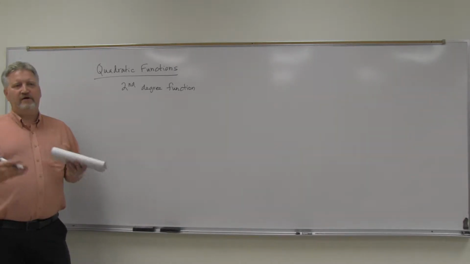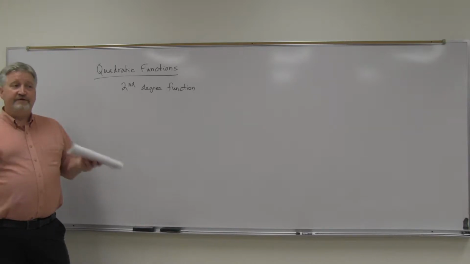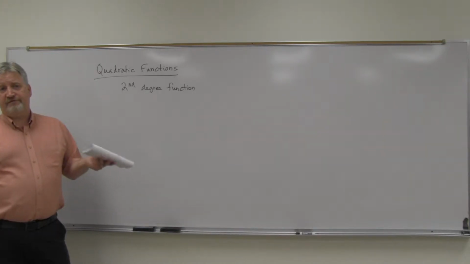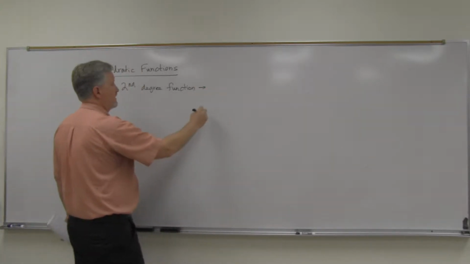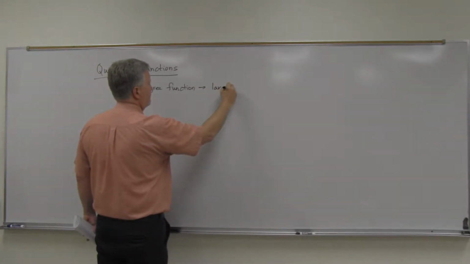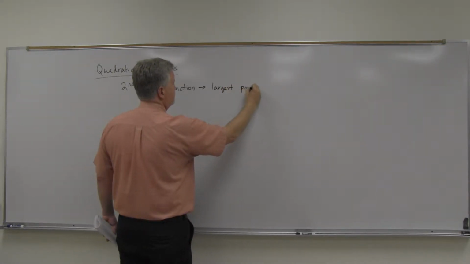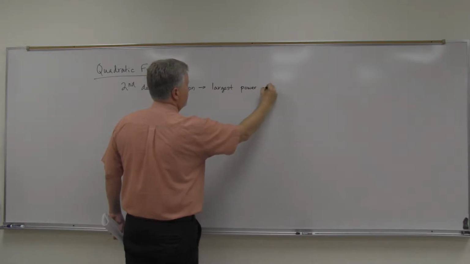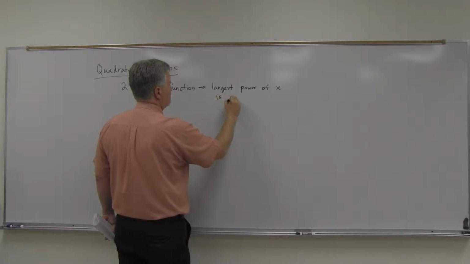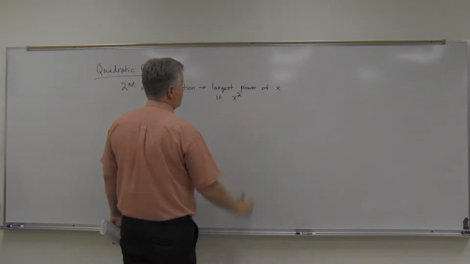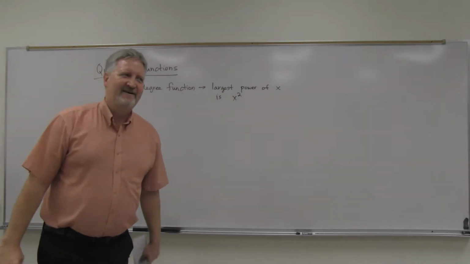So if it's third degree, the largest power is 3. Fourth degree, largest power is 4. Linear functions, largest power is 1, so it's first degree. So that's all that degree means. This just basically means that the largest power of x is x squared. Different ways you can say it. Hopefully you know what I mean there.